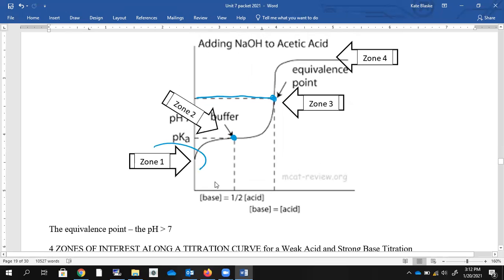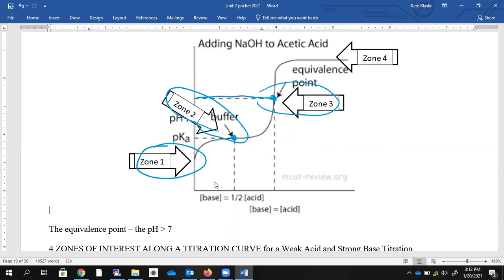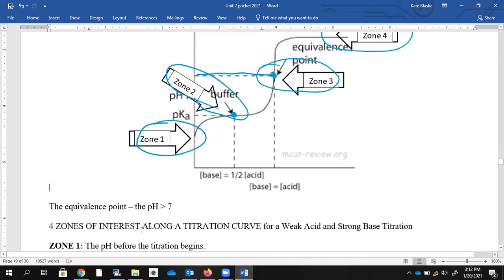So zone 1 is just the very beginning of the reaction between the weak acid and the strong base. Zone 2 is right where it flattens out in the middle here. We're going to call that the half equivalence point. Zone 3 is here at the equivalence point, and then zone 4 is here post equivalence point.